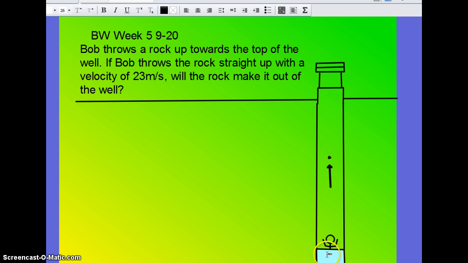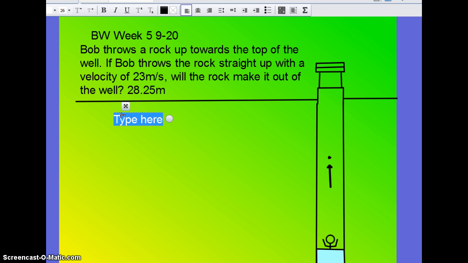Now Bob is down in the well. He throws a rock towards the top of the well. If Bob throws the rock straight up with the velocity of 23 meters per second, will the rock make it out of the well? So instead of trying to figure out yes or no, don't worry about that. Worry about how high up that rock goes. We established in the last problem that the well was down 28.25 meters, right? So we want to find out, if he throws it 23 meters per second, how high will it go?